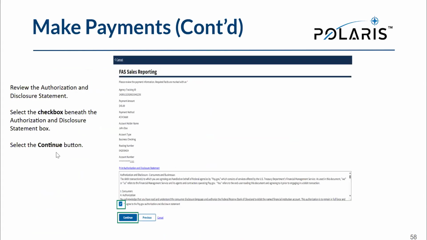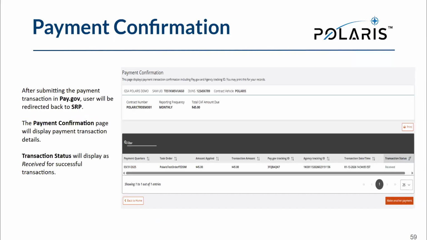After clicking on continue, you'll see a summary of what you entered. Review the authorization and disclosure statement, select the checkbox, and click continue. So your payment has been made. You will be redirected back to SRP with a summary of the payment made along with the tracking IDs, amounts, and statuses.